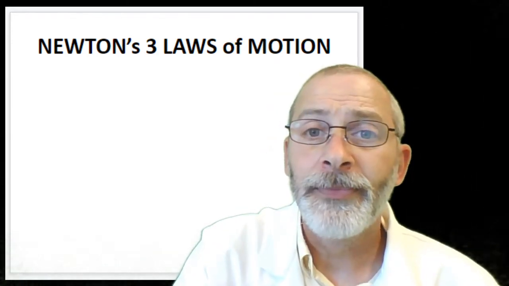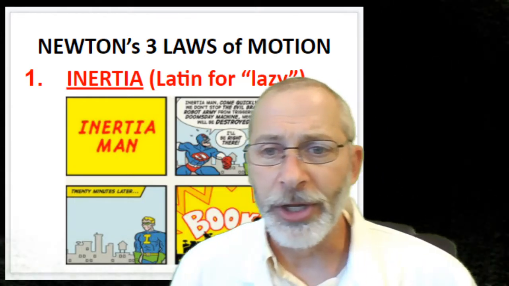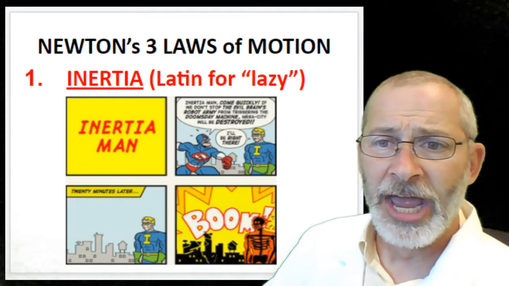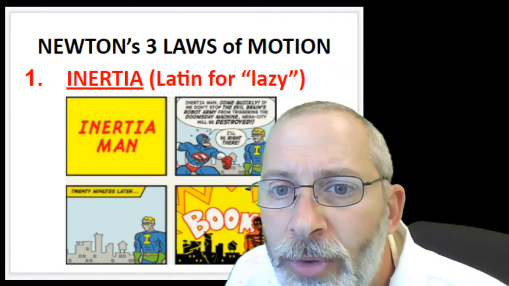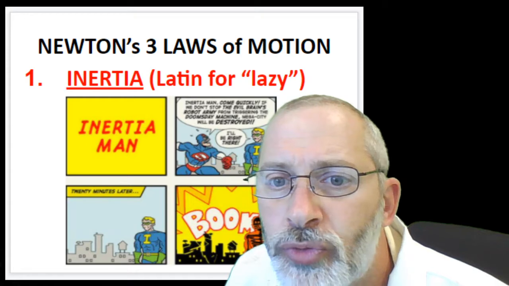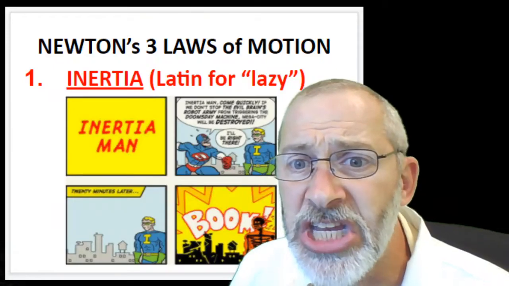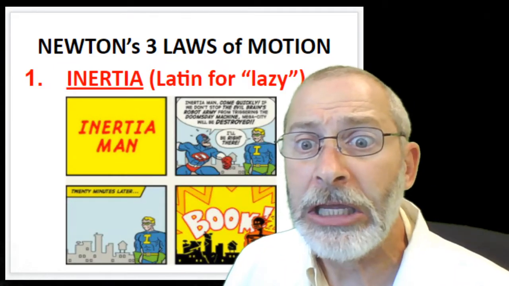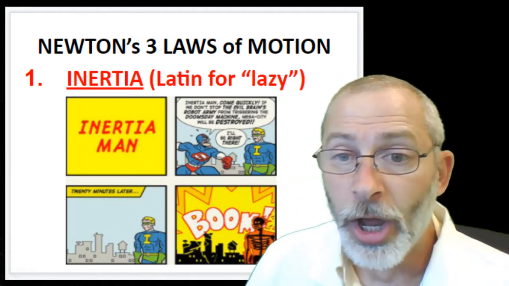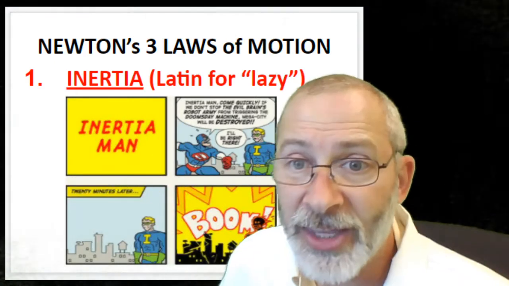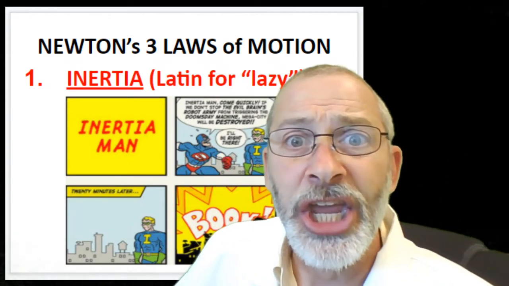Let's begin with number 1. Number 1, here's a little cartoon about a superhero called Inertia Man. And let's see if I can read this. Inertia Man, come quickly. If we don't stop the evil brains robot army from triggering the doomsday machine, Mega City will be destroyed. And Inertia Man says, I'll be right there. 20 minutes later, boom! Mega City is destroyed. Why? Because they called on Inertia Man.